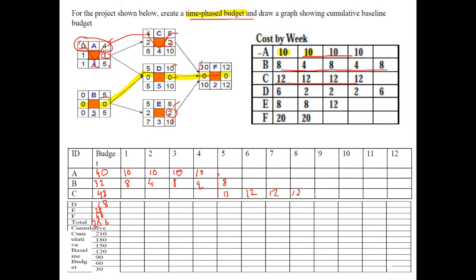Activity E would begin after B has finished, which is at this point. For E, the cash flow is 8 grand, 8 grand, and 12,000.